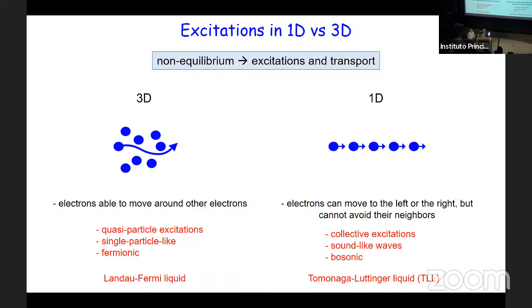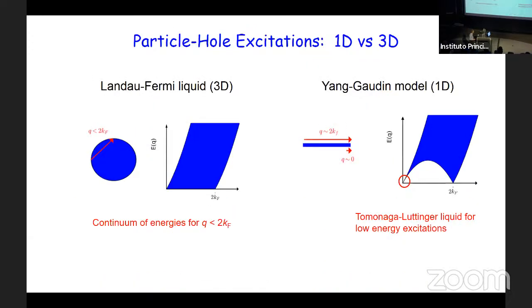That means every excitation is a collective excitation. Every excitation is collective in 1D. And so the excitations turn out to be sound-like, meaning that they disperse linearly, and they're given by bosonic operators. This was described first by Tomonaga and Luttinger in a theory which is now called the Tomonaga-Luttinger liquid theory. In the Tomonaga-Luttinger liquid theory, the prime prediction that they have is the separation of velocities between spin and charge. So let's see how that works.